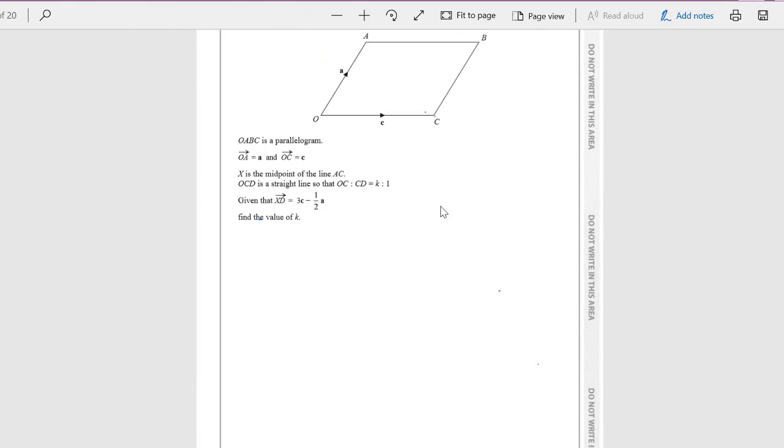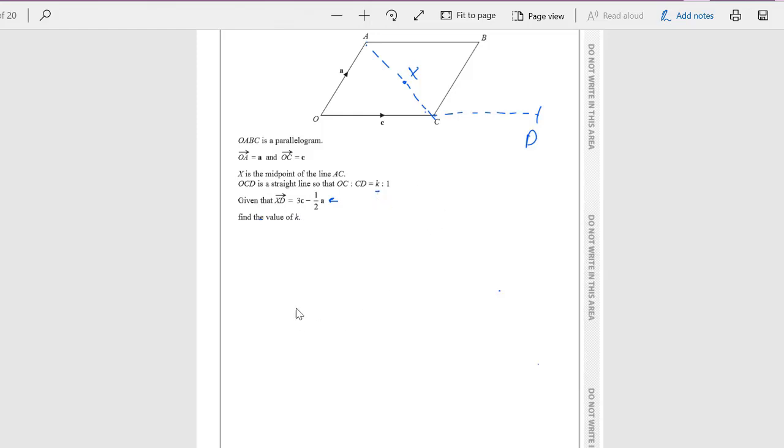Okay, question 19. So this is a bit of a long question, but let's work through it. So we have this parallelogram. It tells us that X is the midpoint of the line AC. So I'm just going to put X there. And it says that OCD is a straight line. So OC, and then I'm going to just put line D there. And it gives us XD equals this. And it wants us to find the value of k here.